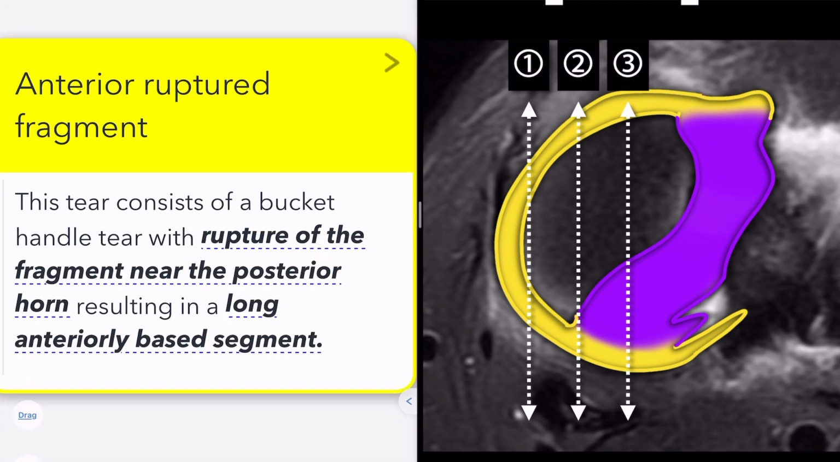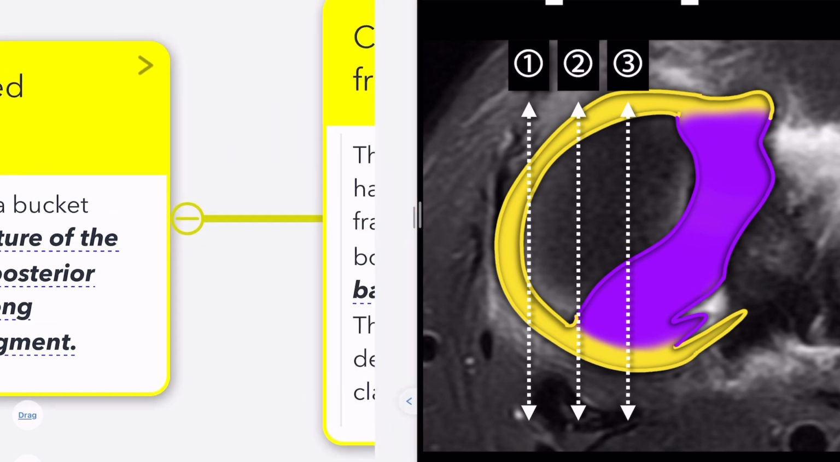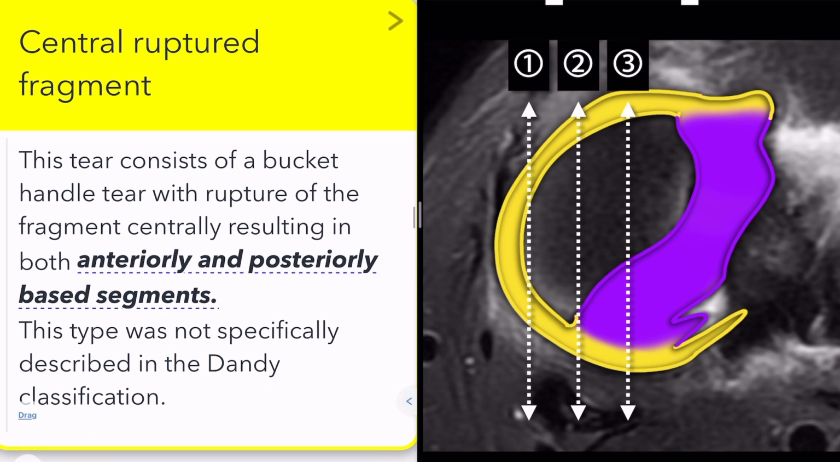Anterior ruptured fragment. This tear consists of a bucket handle tear with the fragment ruptured near the posterior horn, resulting in a long anteriorly based segment.